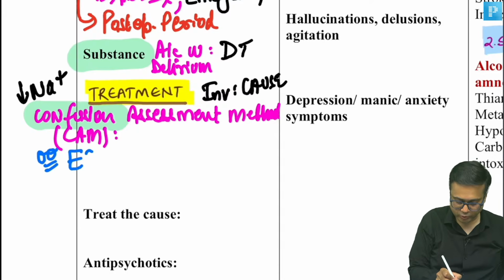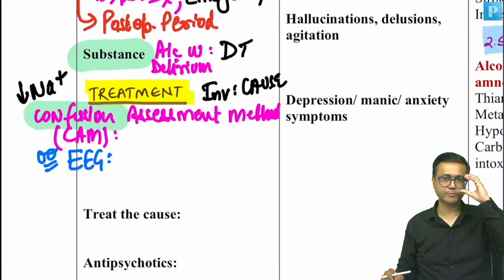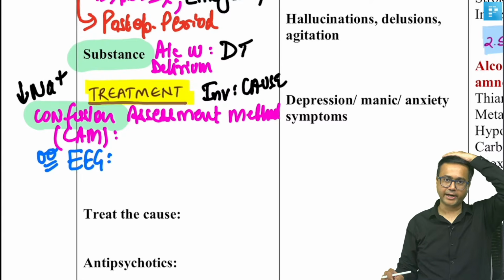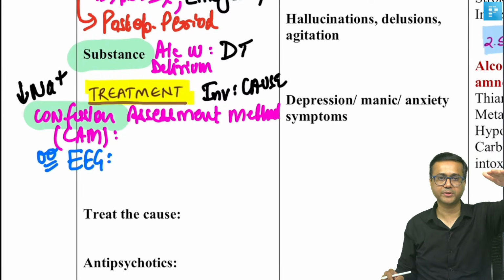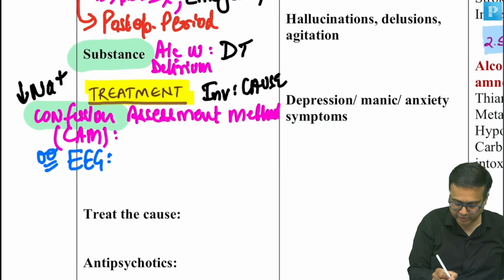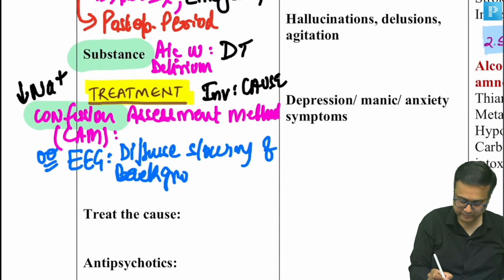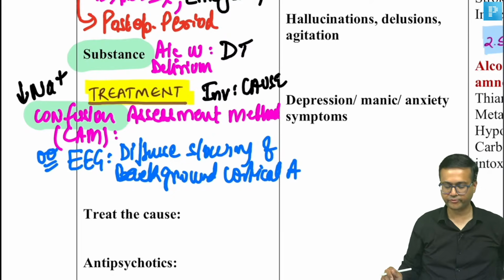Beta, if we do EEG, see, usually we may not do EEG in all the patients, but suppose a patient comes to us with delirium, with any cause of delirium, and we do EEG. What does the EEG show? Remember, the EEG will show diffuse slowing of the background cortical activity. So it will show diffuse slowing.